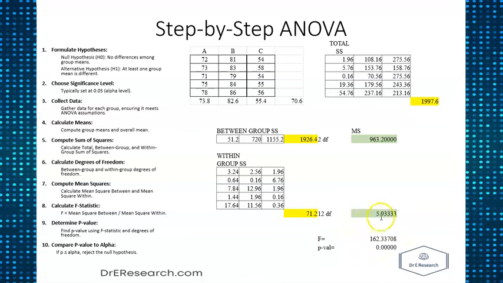Now I divide this 71 by 12 to get this number here. That is the mean square associated with this. And those two numbers, I just do the top one divided by the bottom one to get this F statistic right there. An F statistic has 2 different degrees of freedom numbers. It's 2 and 12. So I just look up in a table or use software and say, if I have an F of 162 with 2 and 12 degrees of freedom, what's my p-value?